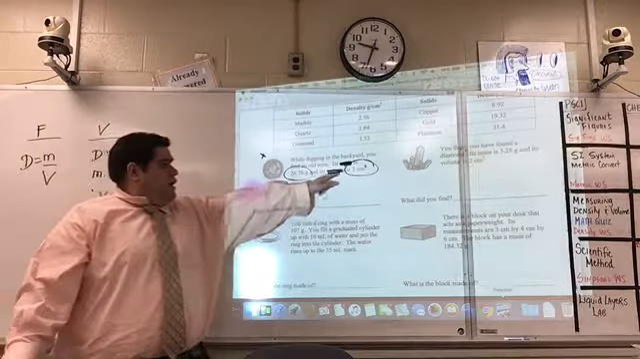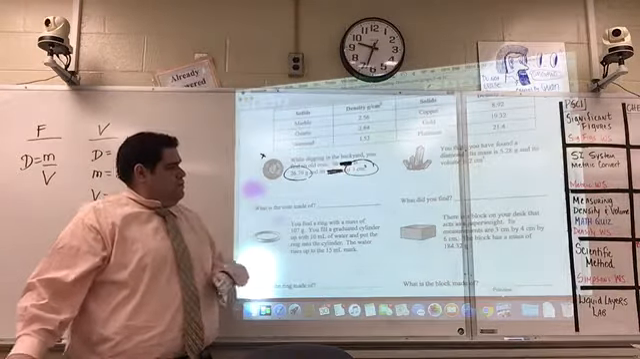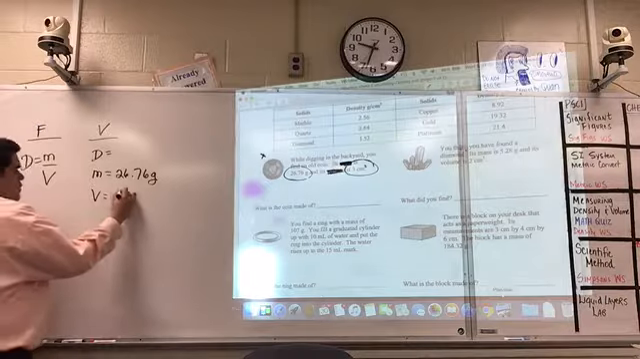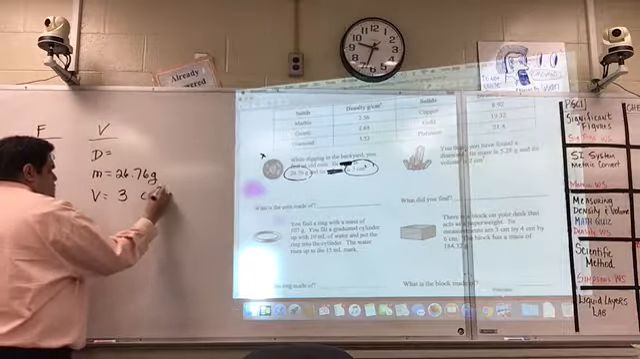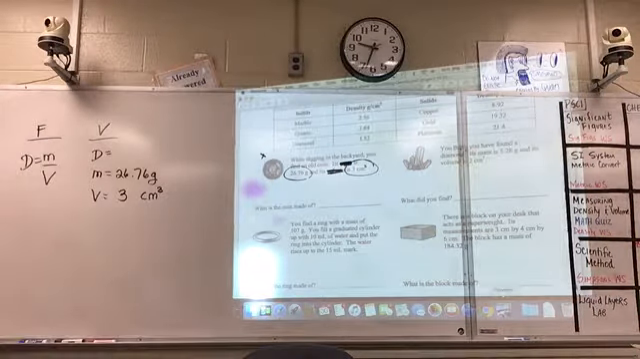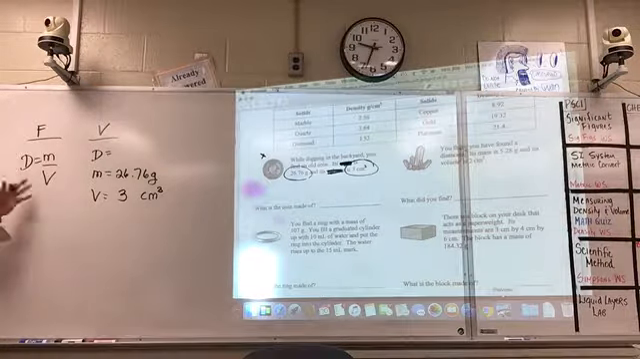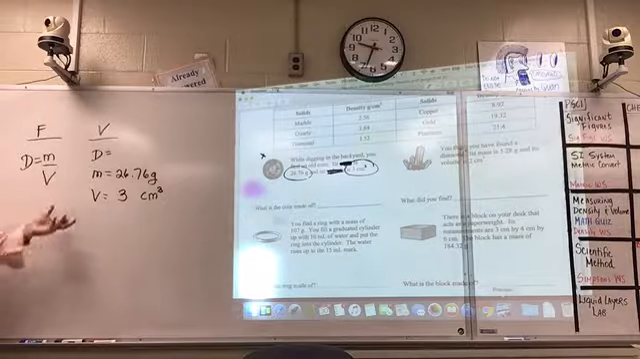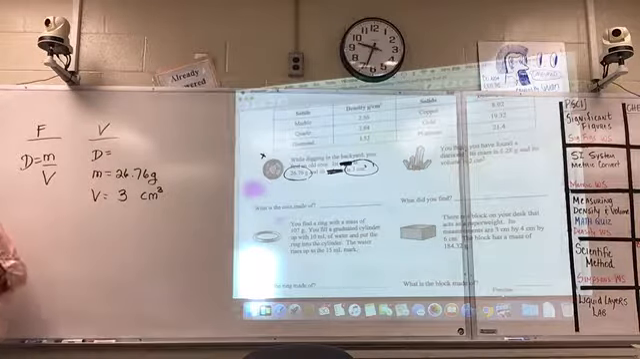Well, they give me this number right here. What does that number stand for? Volume. So I'm going to go 3 cm to the third power. Does everybody see that right now? All right? So notice all I did was I chose the formula. Then I started putting in my numbers.